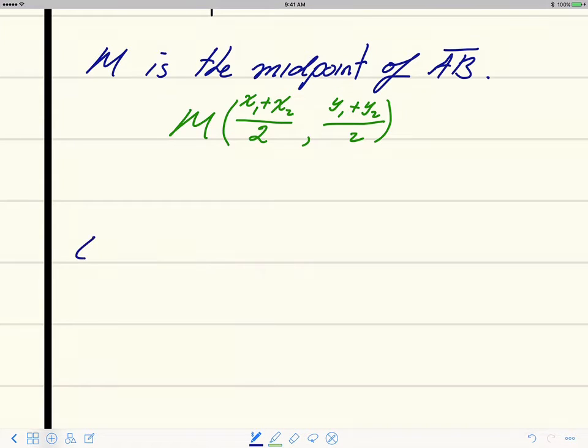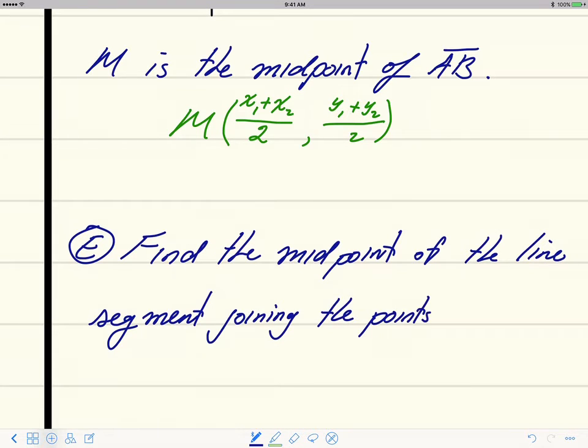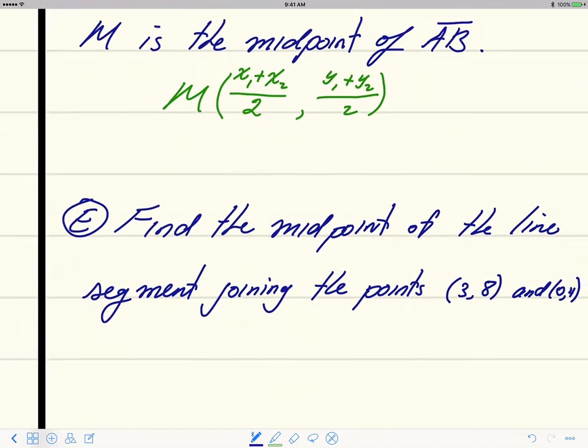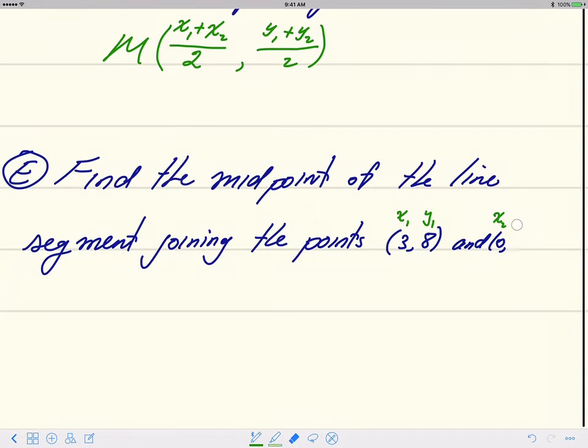In this example, we're going to find the midpoint of the line segment joining the points 3, 8 and 0, 4. Okay? So I'm going to annotate these points as x1, y1, and then x2, y2. Let's make this a little bit larger. There we go. So this is x2, y2.